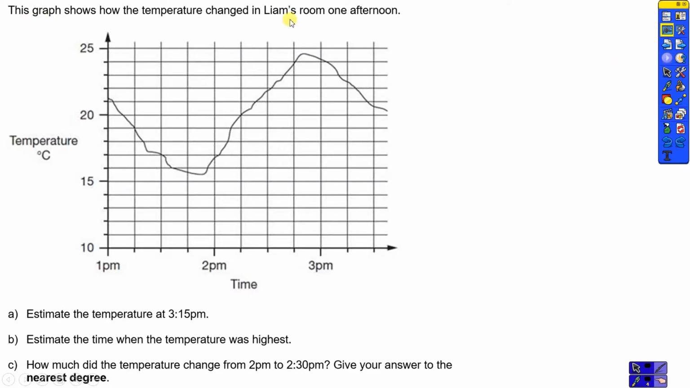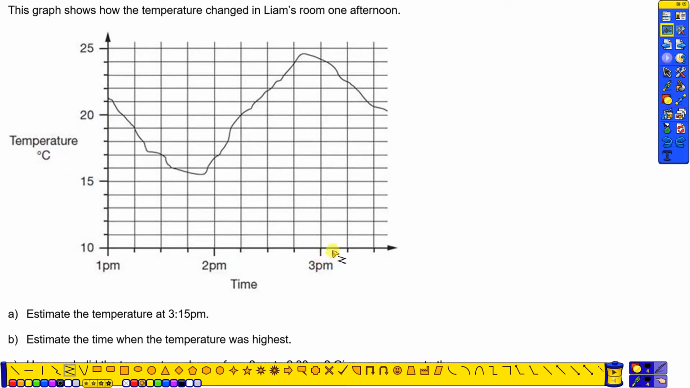This graph shows how the temperature changed in Liam's room one afternoon. Estimate the temperature at 3:15 p.m. Now we don't have 3:15 p.m. labelled on our time axis, but we can work it out because between each hour there's 1, 2, 3, 4 squares or 4 lines. So each of those lines must be a quarter of an hour, and a quarter of 60 minutes is 15 minutes. So 3:15 is going to be 15 minutes after 3 o'clock, so we're looking here.